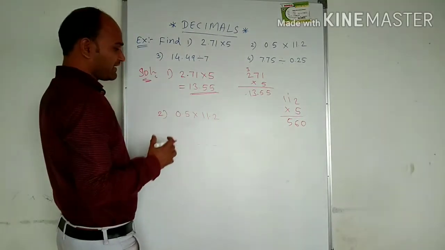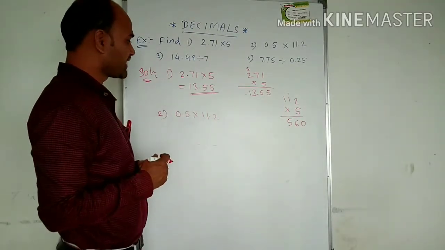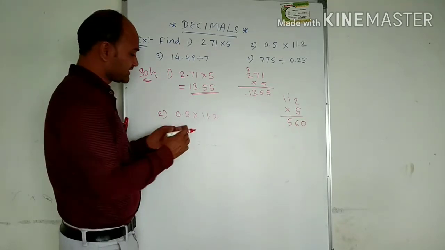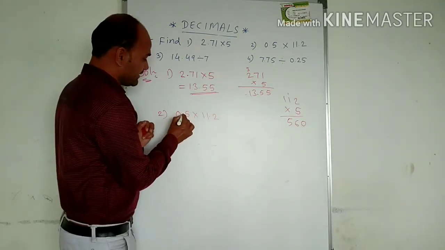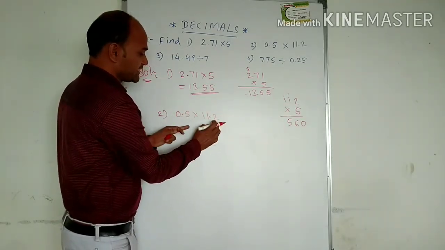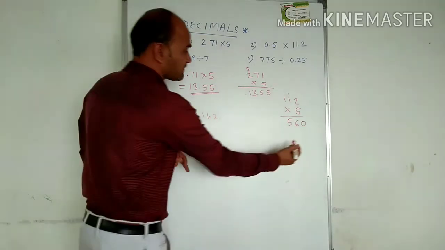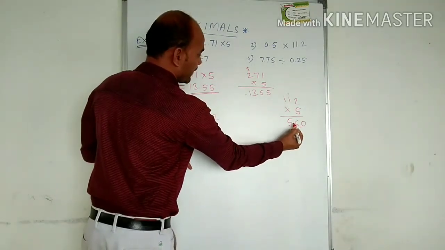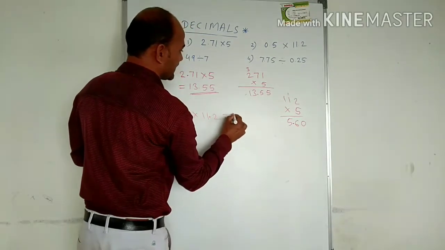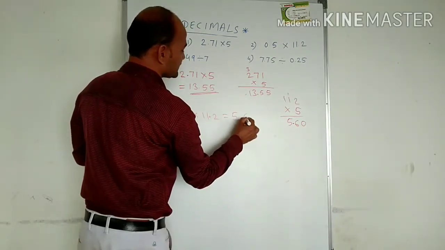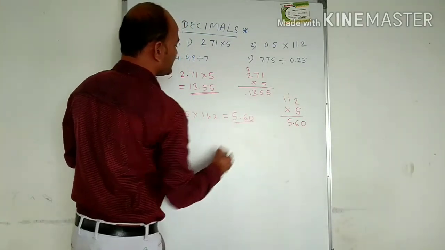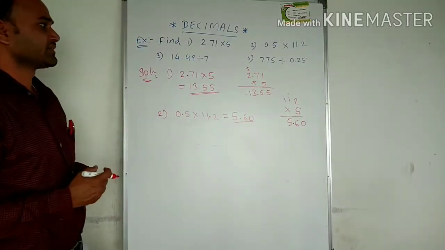So, the decimal point: after the decimal points, how many digits are there? Here after the decimal 1 digit is there, and here after the decimal 1 digit is there. Means 2 digits after the decimal are there. 1 point, 2 point, here you can put the point. What we got as the answer is 5.60.